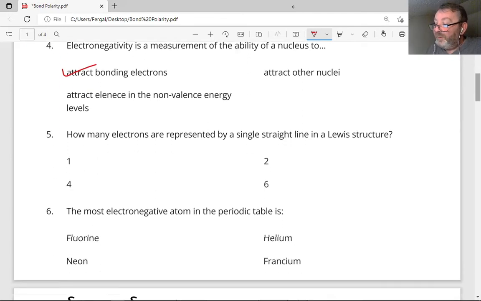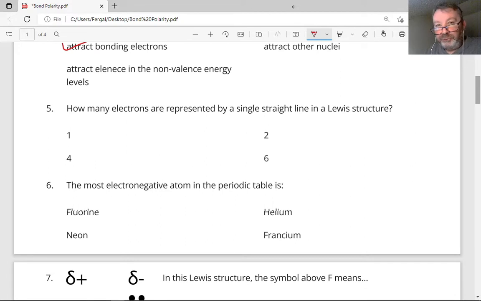How many electrons are represented by a single straight line in a Lewis structure? Now, every time we draw a straight line, that's when 2 electrons are being shared. So 2 is the correct answer to that one. The most electronegative atom, top right of the periodic table, excluding the noble gases, is fluorine.